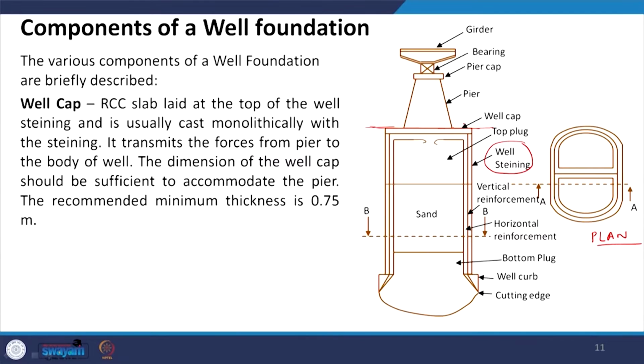So, you could see here, you should have enough setback so that your pier can sit on the well cap, and the recommended minimum thickness is 0.75 meter. So, the minimum thickness of the well cap is 0.75 meter, that is 75 centimeter, irrespective of the load. That can be increased depending on the load condition and other things.